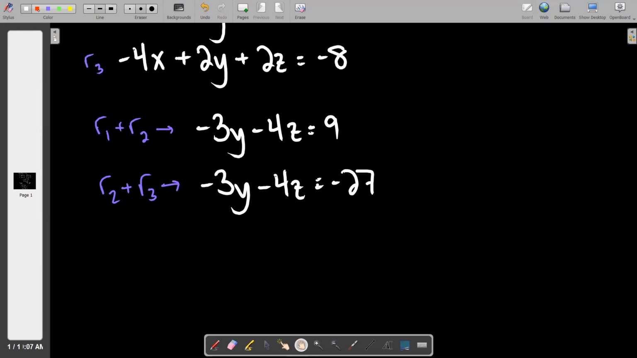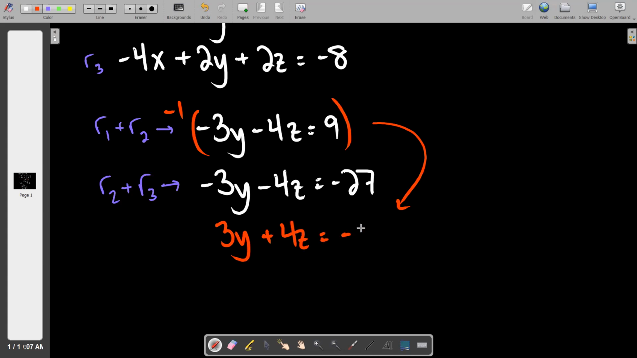But mechanically, to make this work, let's go ahead and do what we need to do. Let's multiply the top row by -1. So I'm going to take the answer to that and write it down below. So that's going to become positive 3y plus 4z equals -9. Correct? So what I've done is I put myself in a position now where I've got this 2x2 right here ready to rock and roll.